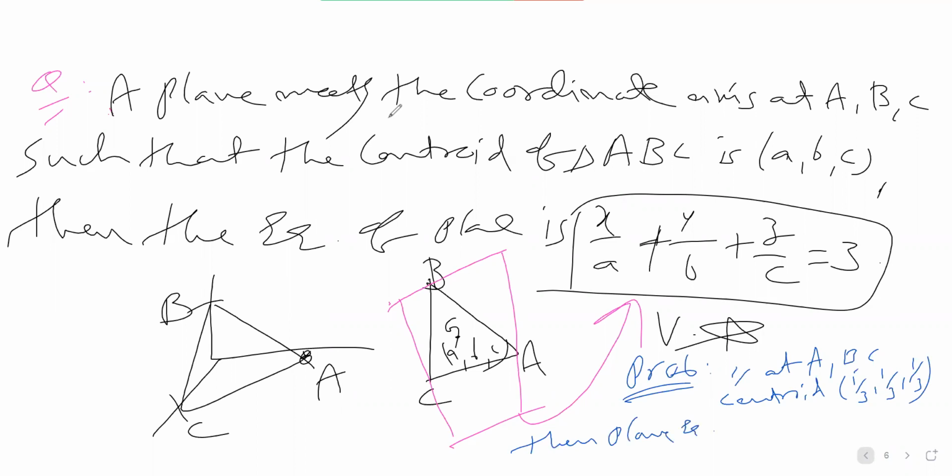According to this formula, the plane equation is x by 1/3 plus y by 1/3 plus z by 1/3 equals 3. Shivakumar, you are right. On simplifying this, you will get 3x plus 3y plus 3z equals 3, which implies x plus y plus z equals 1. So this is the equation of the plane.